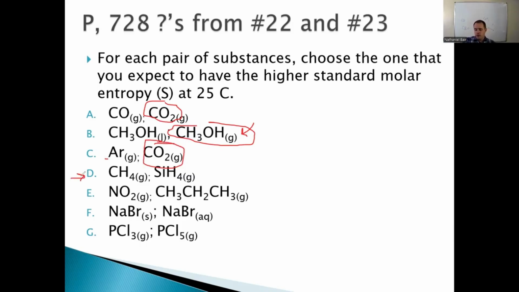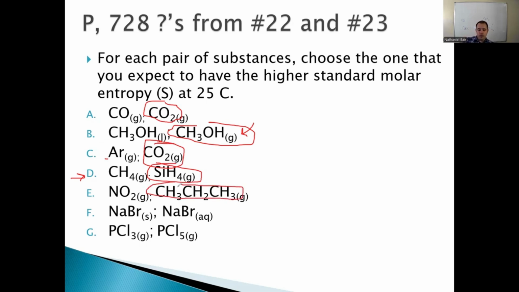D is a tough one. These are both tetrahedral: carbon in the middle with 4 hydrogens coming off of it, silicon in the middle with 4 hydrogens coming off of it. The answer is silicon tetrahydride, and that's just because silicon's a bigger atom. So it's a tie in their molecular geometry, their shape, and it's going to come down to number of electrons. Silicon's got more electrons flying around, so it's going to be bigger.